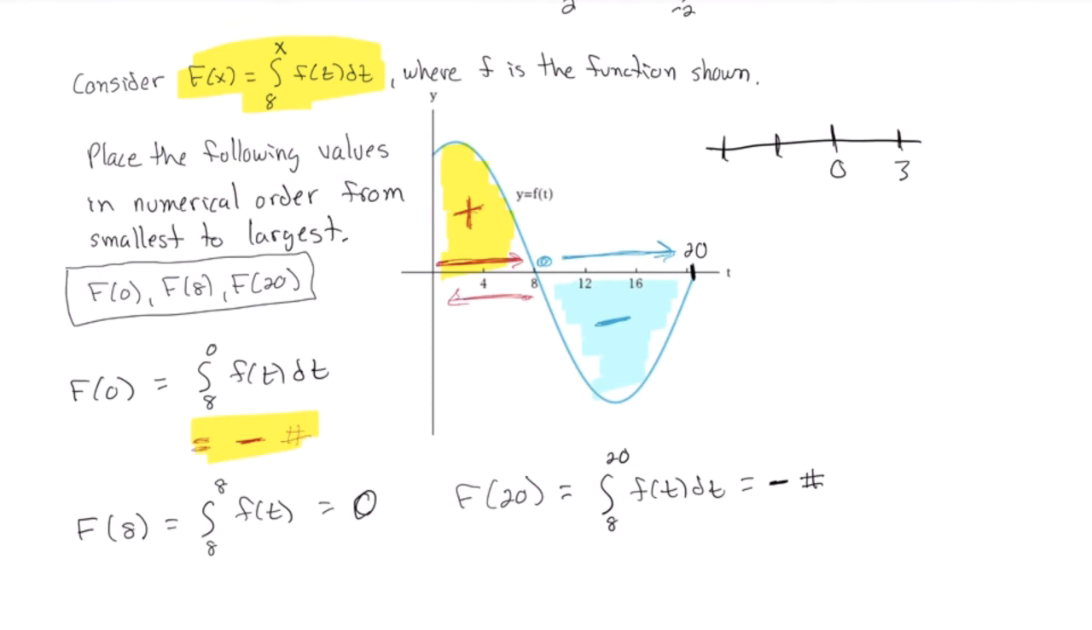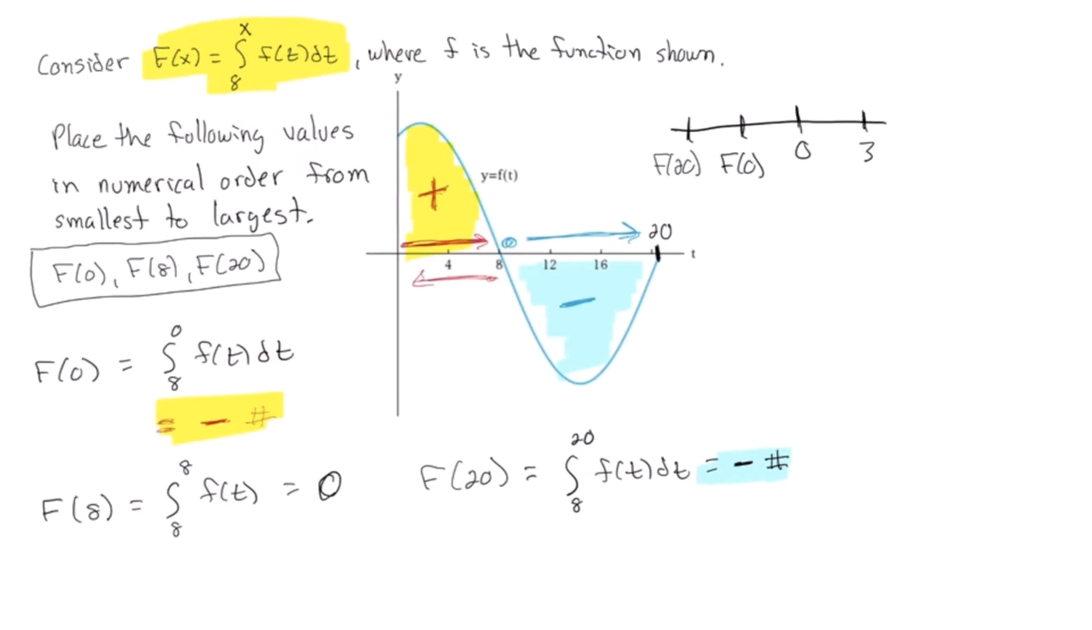So it's going to go here. That would be f at 0. And then the larger sized area is the bigger negative number. So it is going to be more negative and smaller. So putting these in order, we're going to have f at 20 being our smallest value, our most negative. We're going to have f at 0 and then f at 8.